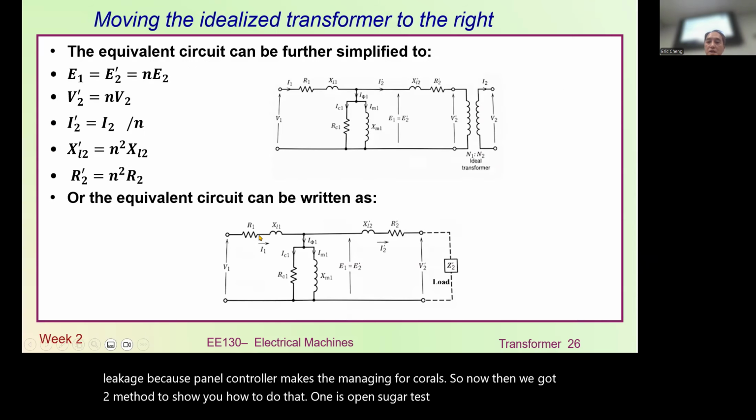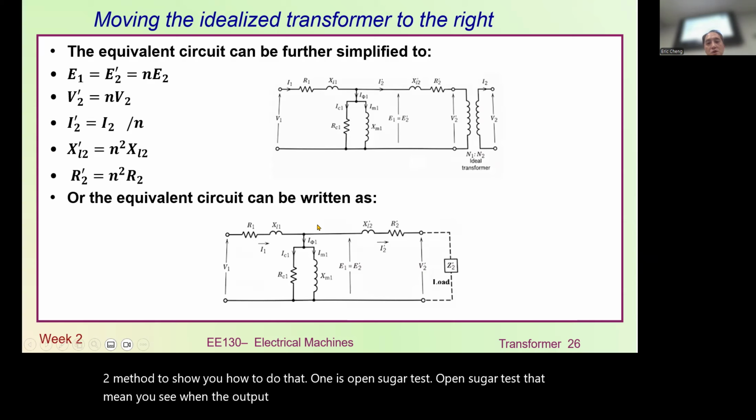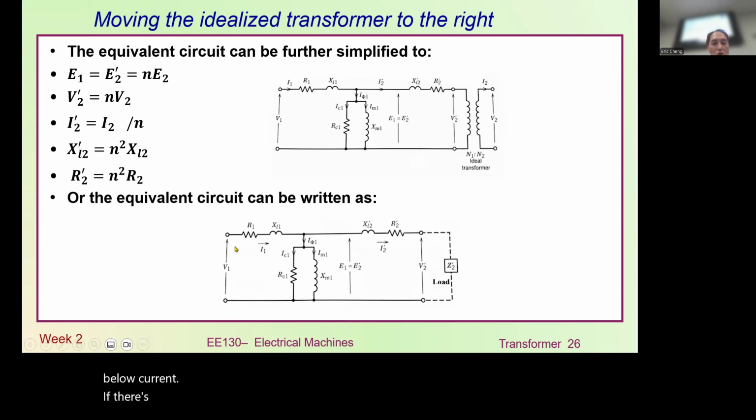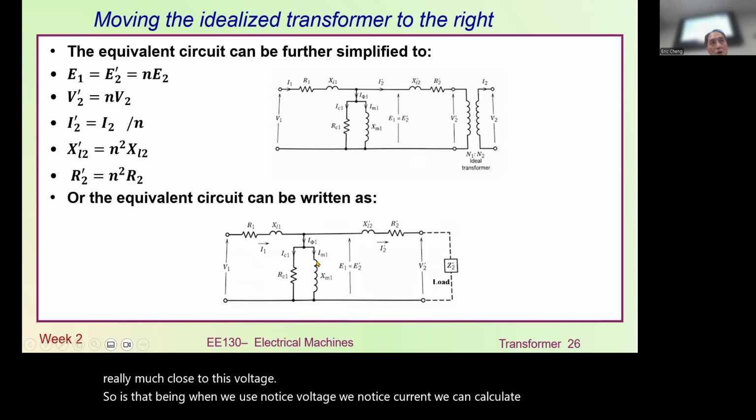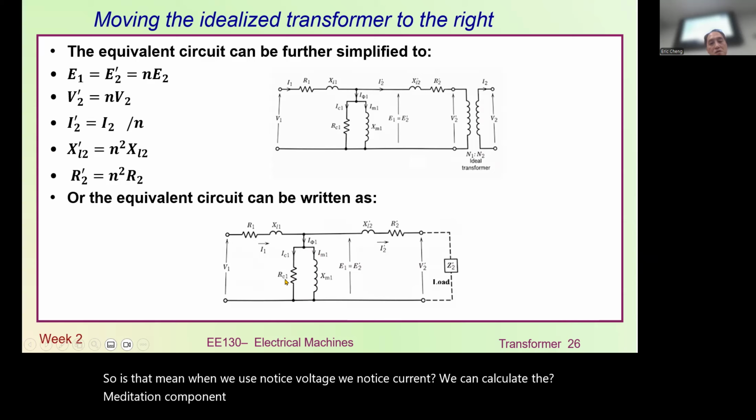Open circuit test means when the output is open circuit, the current here will be really small because there is no current. If there's no current, then all the current will pass through this magnetizing circuitry. And because the current here is very small, usually the magnetizing current is also really, really small compared to the main current. So this voltage will be really close to this voltage. That means when we know this voltage and this current, we can calculate the magnetizing component in here, the RC1 and XM1. That's the so-called open circuit test.